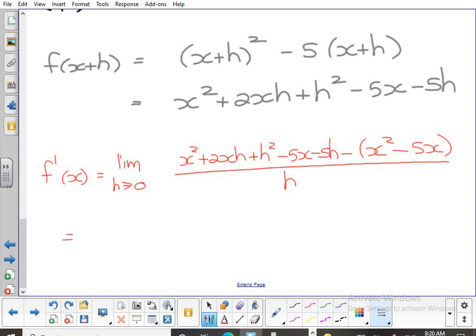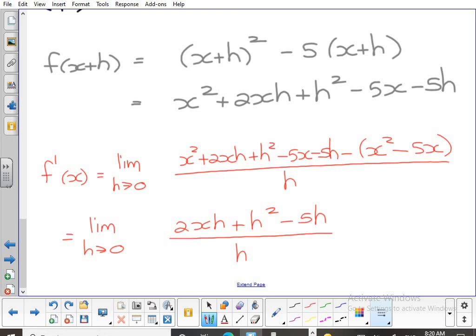Okay, then I'm going to keep my limit. Limit of h tending towards 0. The x squares will cancel and the 5x's will cancel. So what am I left with? 2xh plus h squared minus 5h. Everything on h. And now you would realize this is easy marks because it's the same thing over and over.